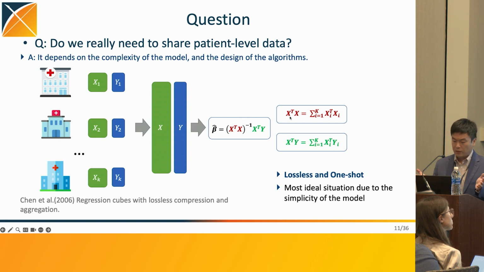If you have 20 predictors, regardless of how many patients you have in a hospital, say 2 million patients, you only need to share a 20 by 20 matrix and a 20 by 1 vector, and you get a lossless result with only one round of communication. This is a very simple result from linear regression, statistical one-on-one, but it's quite profound. I feel in federated learning, especially in the OHDSI community, we should push for lossless one-shot as much as possible, because there are all kinds of complications in the communication.